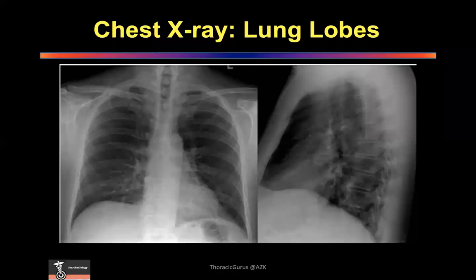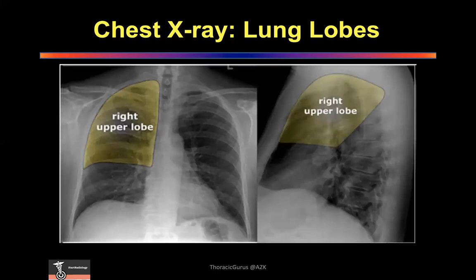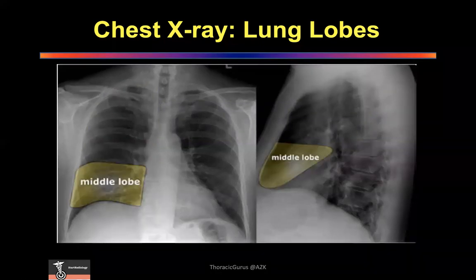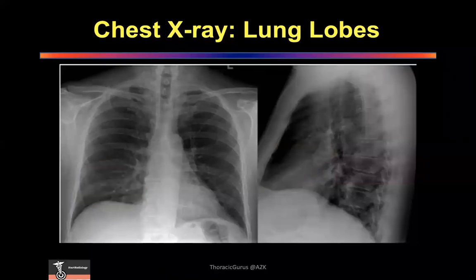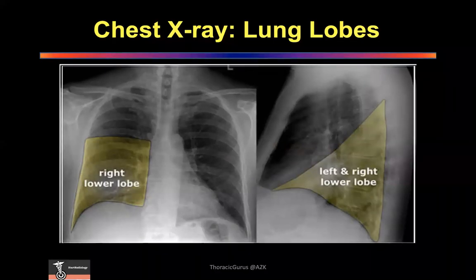Okay? All right, let's look on the right side now. Everybody concentrate on the right side of the chest. That's the right upper lobe. Look at a lateral film, how well you can say it. That's the right middle lobe. And that's the right lower lobe.